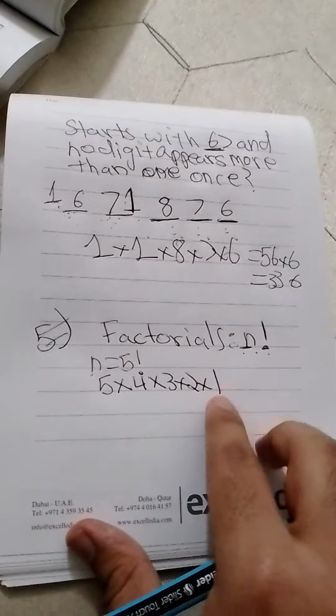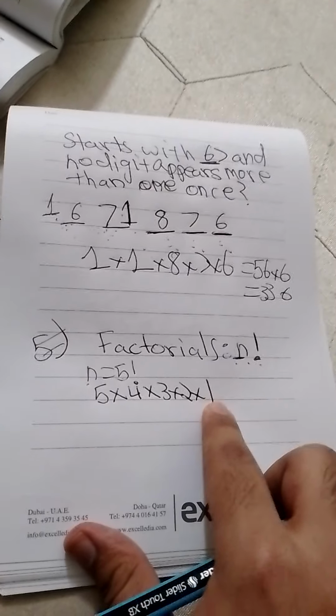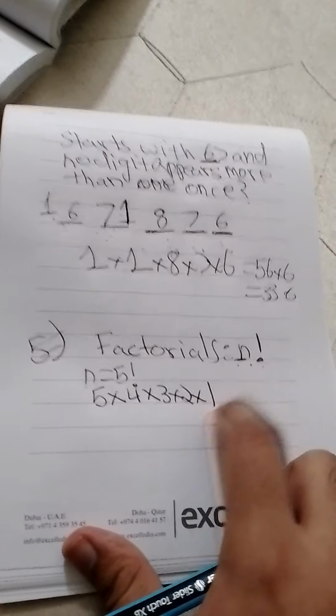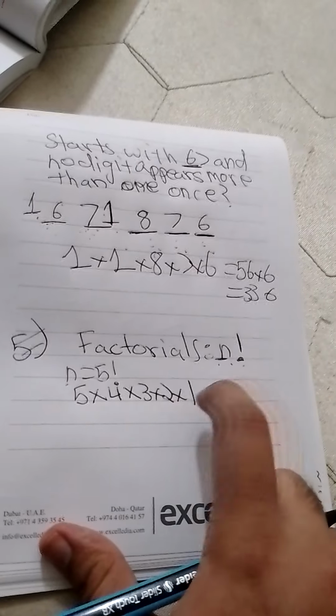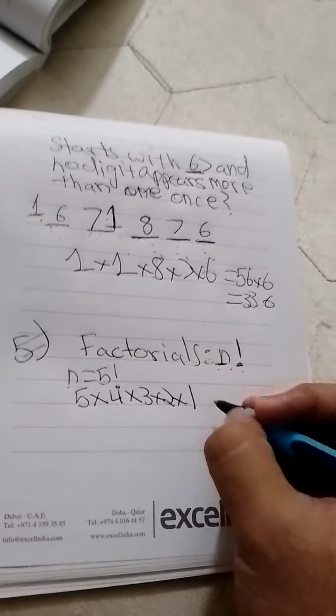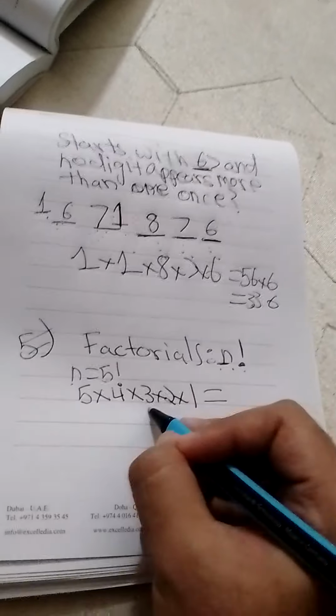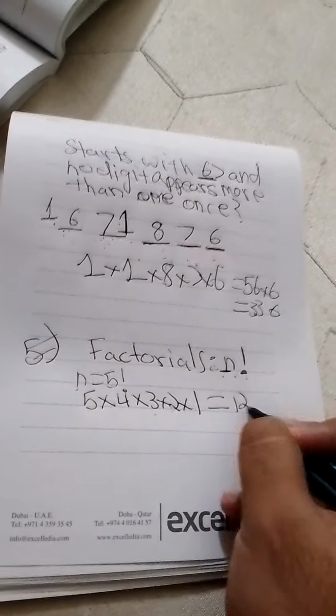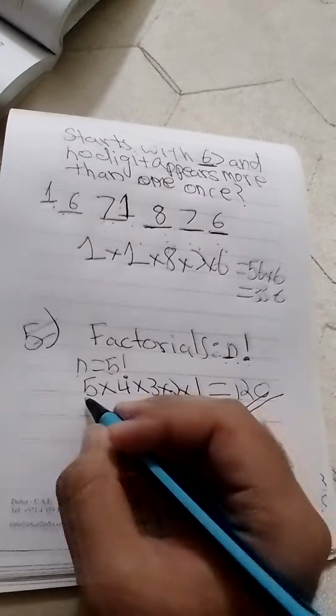You can't continue the multiplication process below 1. So 5 factorial is equal to 20 into 6 into 1, that is equal to 120. Okay. Now I hope the factorial concept is clear in your heads. Let's start with permutation.